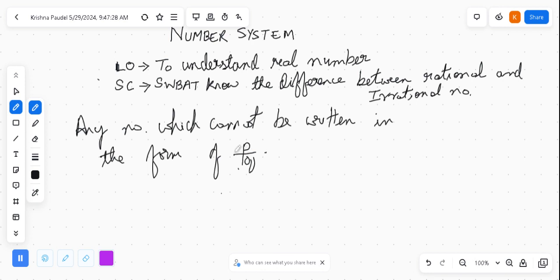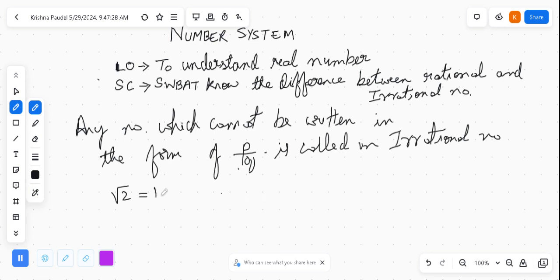So you take any number, and if that number cannot be written in the form of p by q, we call that number an irrational number. So let's see a few examples. Let's see an example of, let's say, root 2. When we find the root of 2, we get a new number, and that is 1.414 dot dot dot, meaning numbers are still coming.